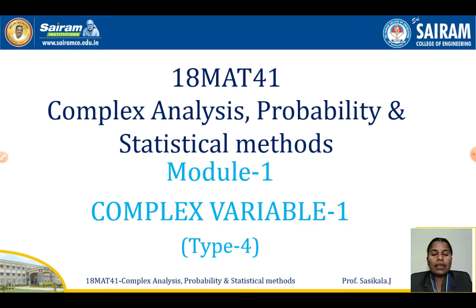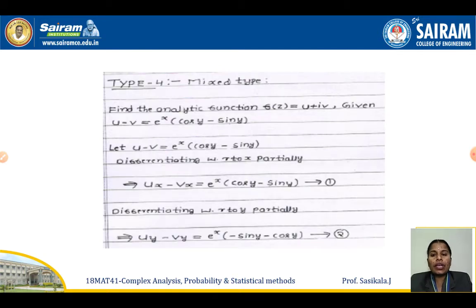But here we are going to see u and v together, expressed in terms of equations. We are going to find f of z, and also see some proof problems in terms of f of z. So now you can go with the type 4 problem, which is a mixed type.